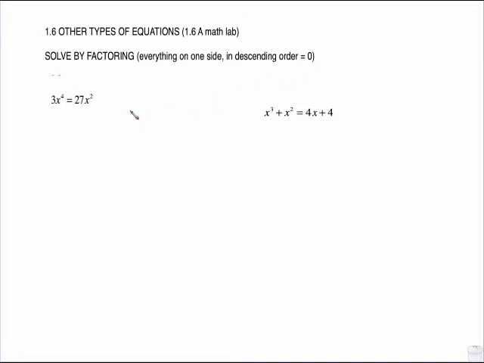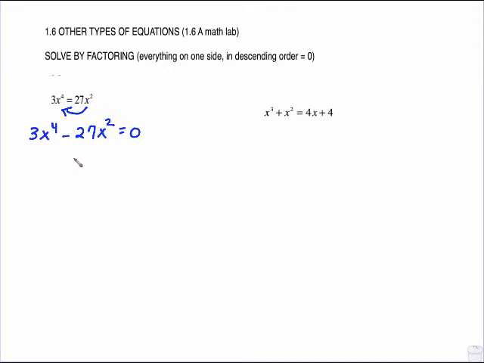The difference is these are not specifically quadratic equations. These are higher powers. So we have to go over how to factor the higher power. So this should be a review of Algebra 2 for you. So everything on one side in descending order equal to 0 tells me I need to bring this 27x squared over here. So this is 3x to the fourth minus 27x squared equals 0. So everything's on one side, it's in descending order, it is equal to 0.